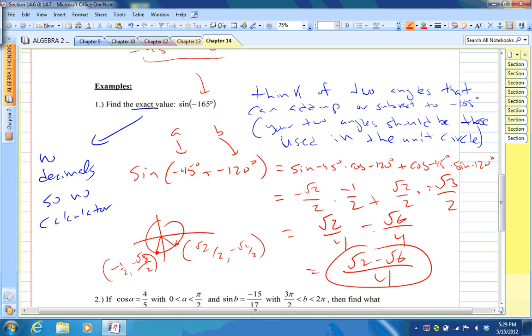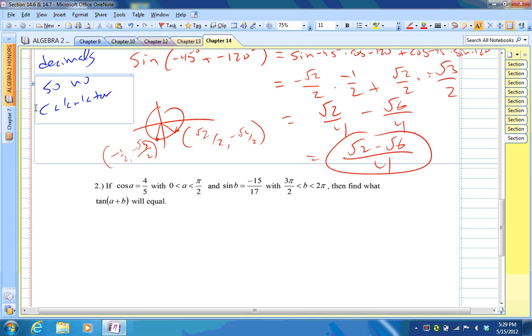And that makes sense, because if you're doing sine negative 165, that'll probably be somewhere over here. And we do expect it to be negative, because we're in the third quadrant. You can also check in your calculator to see what the decimal equivalent would be of sine negative 165, and also do the decimal equivalent of root 2 minus root 6 over 4 in your calculator. They will be 100% identical. So we'll do some practice of this during block 2 and Friday this week.